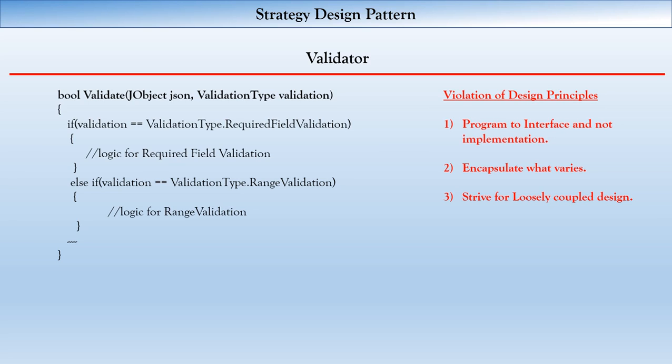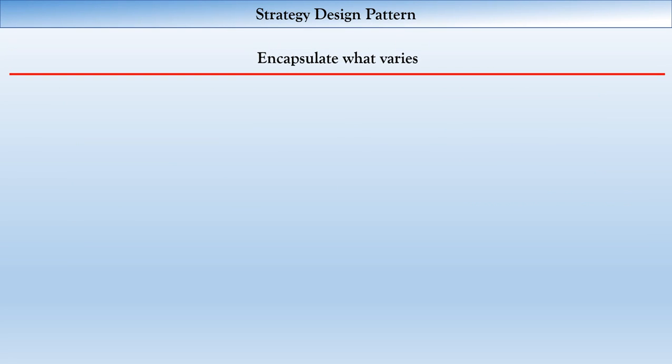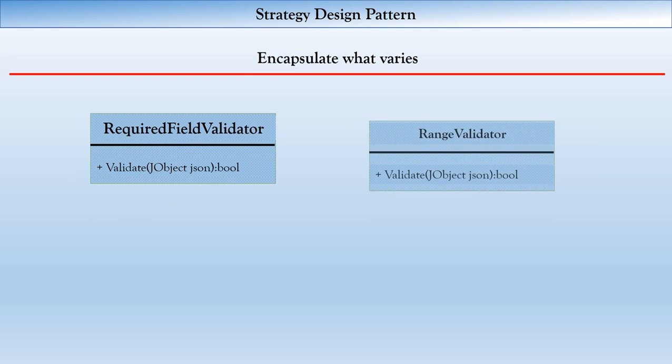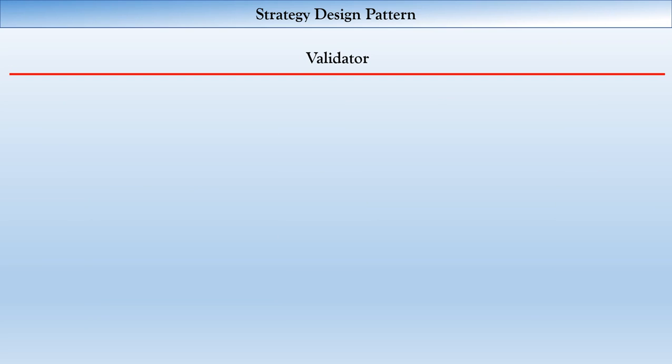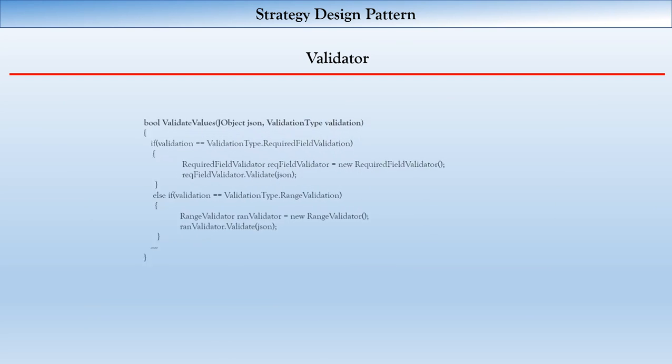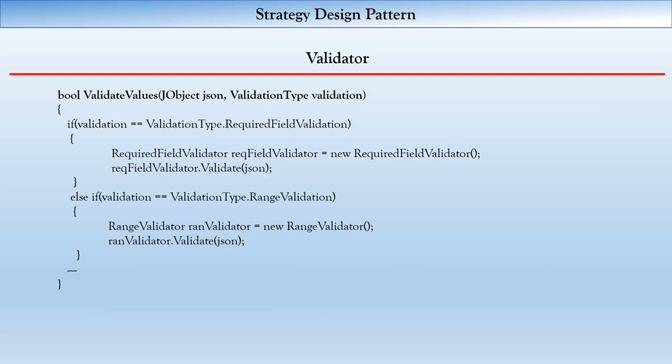Let us now try to cover point number 2 first, which says encapsulate what varies. So we put all the validation logics in different classes. Now our validator class looks something like this. We have now almost achieved the second point.